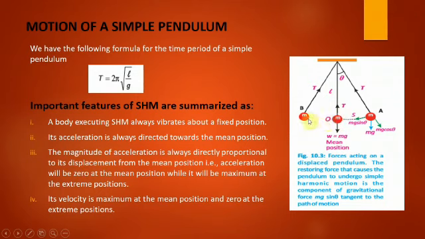Now let me discuss the second phase. When this pendulum reaches here, it will not stop, but it will go towards the next extreme position, that is B. And when it reaches this side, it will again not stop here. It will come back, and the restoring force will move it towards mean position. So in this phase also, the direction of restoring force will be towards mean position.